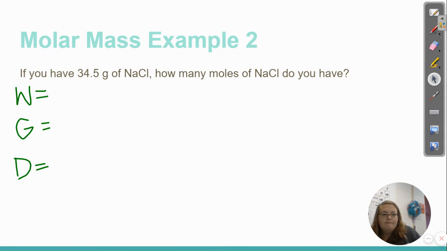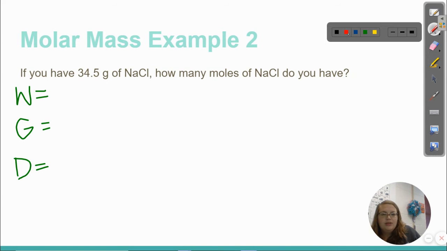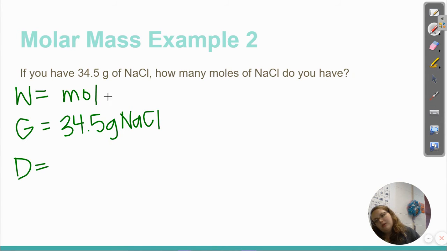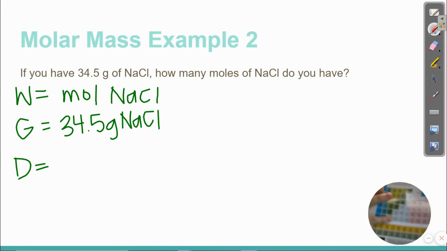All right, let's do our next one. Let's switch back to green. So it says, if you have 34.5 grams of NaCl, or sodium chloride, which is table salt, how many moles of NaCl do you have? So my data is going to be the molar mass of sodium, which is right here, plus the molar mass of chlorine, which is right here.